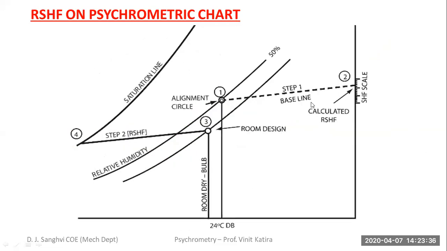Yeah, just what I was discussing. You have your RSHF, your sensible heat factor scale over here, and you will draw that calculated RSHF factor as a line passing through the alignment circle. That same parallel line you will make passing through the room design condition. So this becomes your RSHF line.